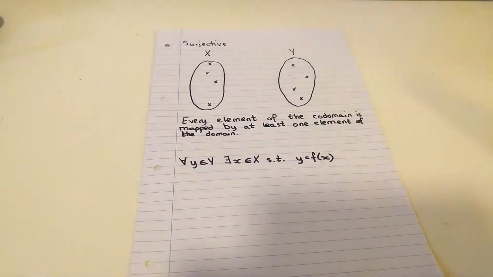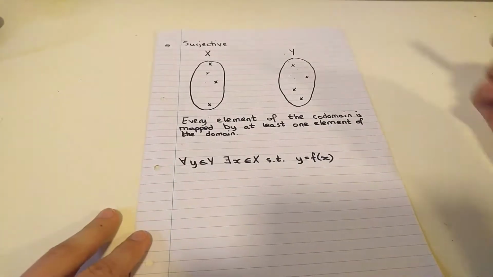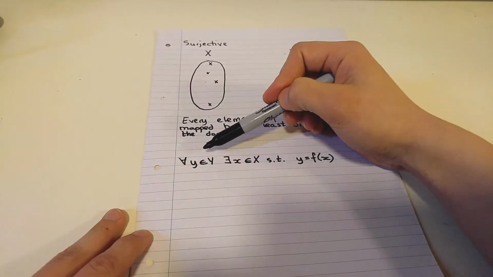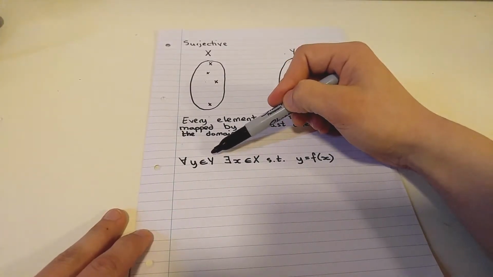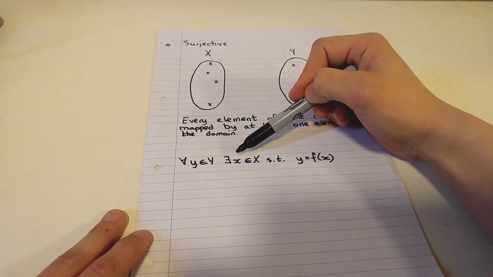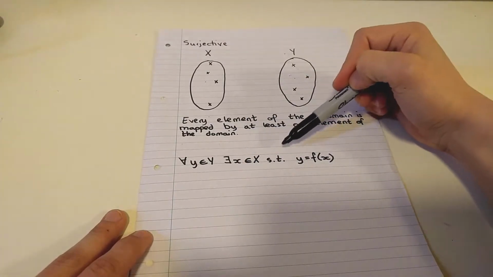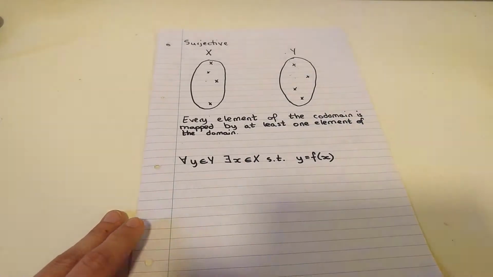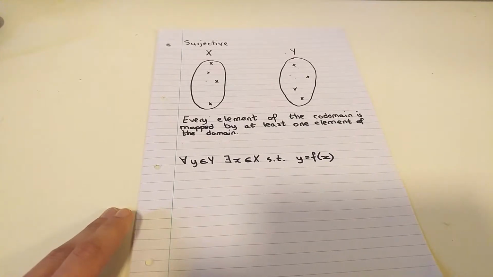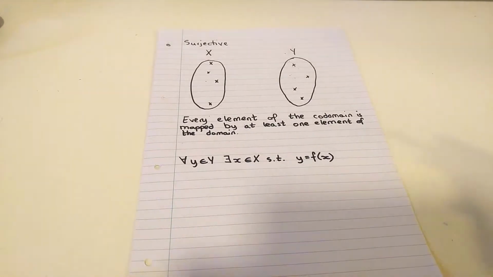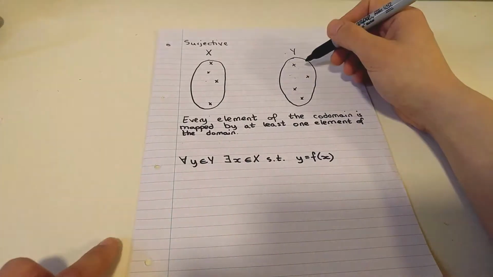Now the next one is a surjective function. A surjective function is a function where every element of the codomain is mapped by at least one element of the domain. By formal definition, for all y, which are elements of the set Y, there exists x within the set X such that y equals f of x. And what this basically means is not a single element within Y is missed out.